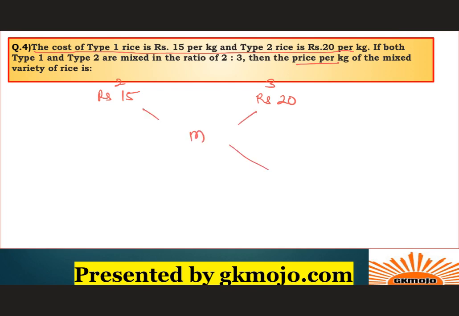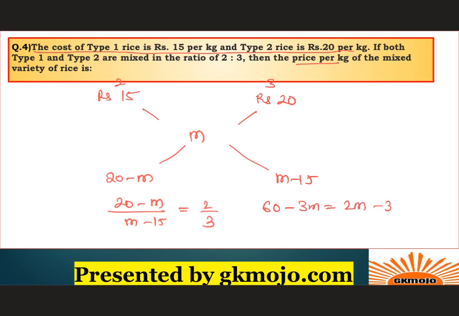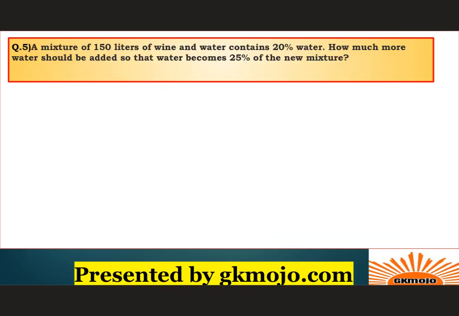So let us do the alligation first. Here it would be 20 minus m and here it would be m minus 15. And this ratio has been given as 2:3. So 20 minus m upon m minus 15 is 2:3. Do cross multiplication, you get 60 minus 3m is equal to 2m minus 30. So we bring this 30 over here, 90 is equal to 5m, and hence m is equal to 18. What is this 18? This 18 is rupees 18 per kg, which is the price per kg of the mixed variety of rice.